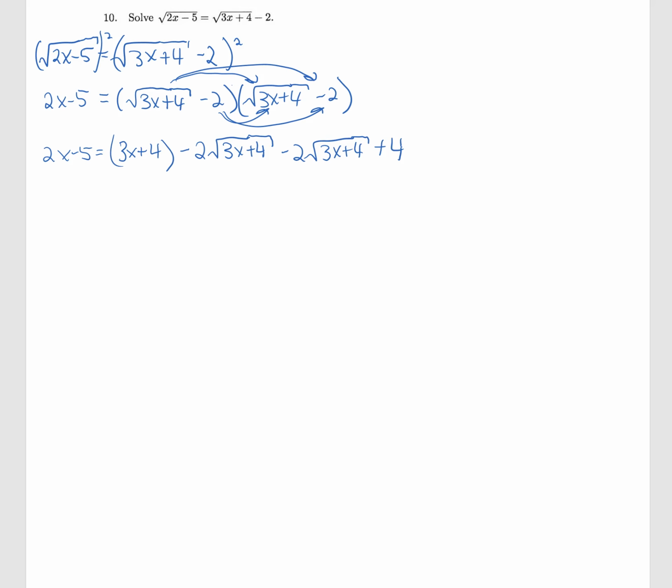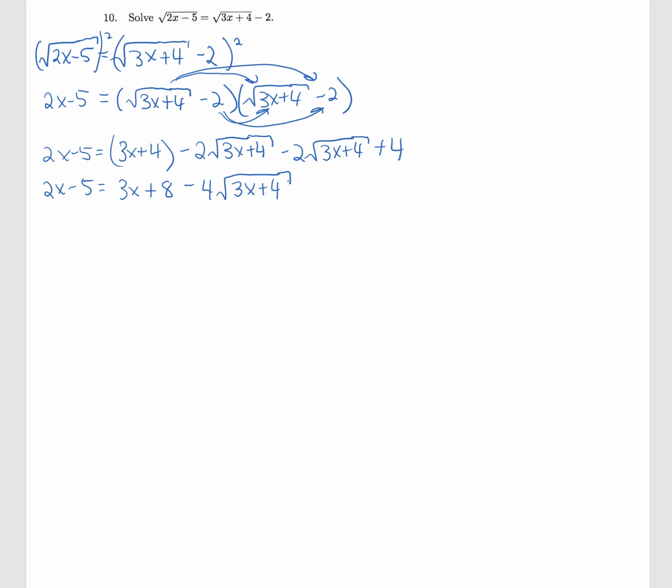Okay, so now I can start to combine some like terms. So we have a 3x here, we have plus 4 and another plus 4, that's plus 8. We have a negative 2 times this square root, minus another negative 2 times the same square root. So we can add those. It's plus and negative, so we have negative 4 times square root of 3x plus 4.